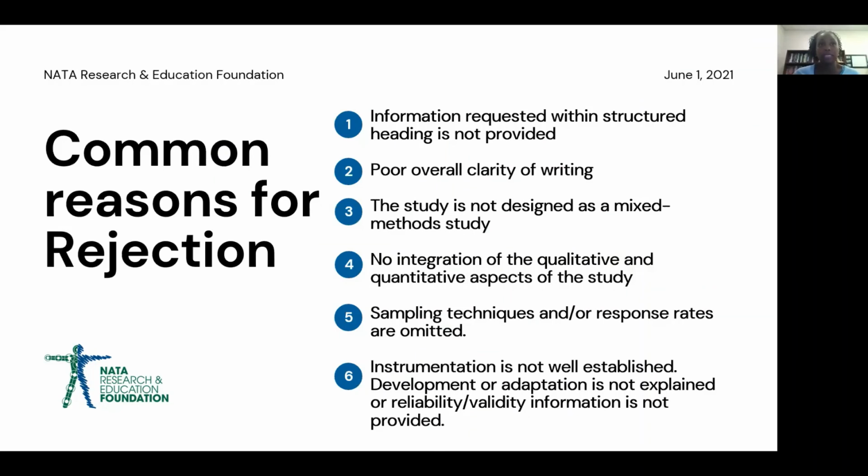Some common reasons for rejection include the information requested within the structured heading is not provided. There has been an overall poor quality and clarity of writing. The study is not designed as a mixed methods design, but would rather be suited as either a qualitative or a survey study. There was no integration of the qualitative and quantitative aspects of the study. Your sampling techniques and/or response rates are omitted. And then the instrumentation is not well established.